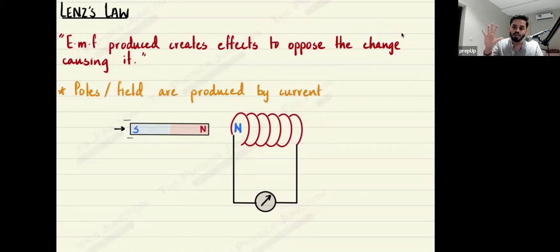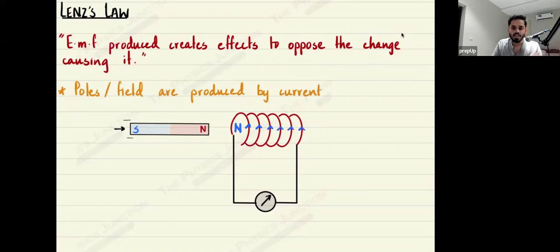And now I can use my trusty old right hand grip rule to figure out how the current must be flowing. So if my thumb is pointing to the left, to the north, obviously the current must be flowing in such a direction that it's going backwards through the coil, right? So it must be going like this. It's going backwards like this through the coil.